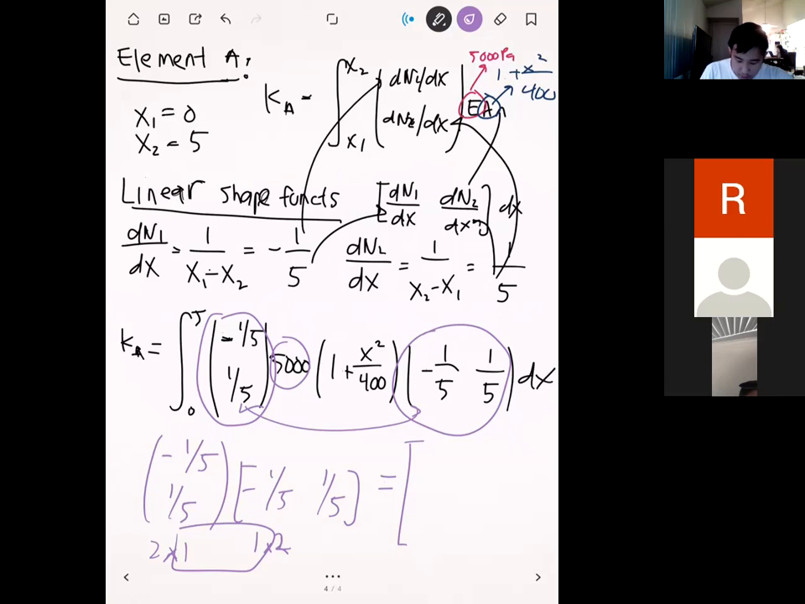So to get the 2 by 2, first we're going to multiply this minus 1/5 by this minus 1/5, and so that's going to give us 1 over 25. Next, we're going to multiply the top element by the right element, so this can be a minus 1 over 25. Next, we're going to do the bottom multiplied by the left, and so that's minus 1 over 25. And then 1/5 times 1/5 is going to be 1 over 25. And then to this, we can multiply 5,000, and then that's going to bring it outside of the integral.